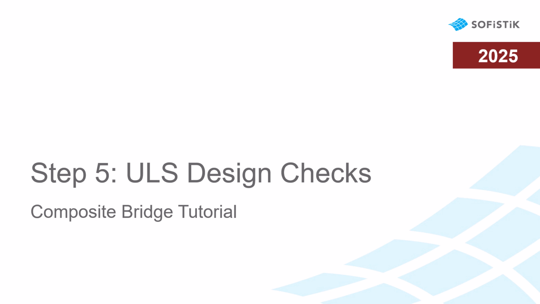In this video of the Composite Bridge tutorial, we show how to carry out the design checks for composite cross-sections in the ultimate limit state. For this, we will use the module Composite, and I will first give an overview of the supported checks and concepts, and then explain the input, how the checks are carried out, and how they are documented in the report.